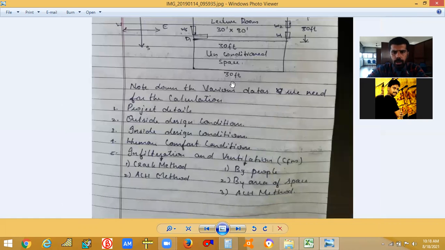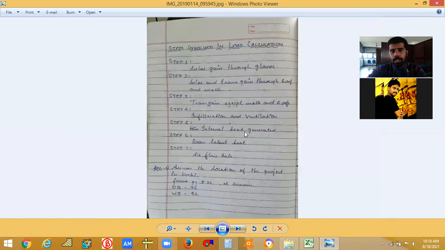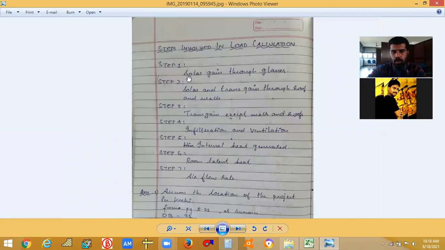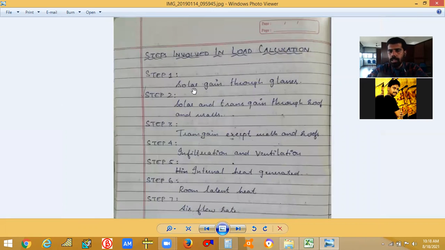So initially we need all these input values. Now for calculation of heat load, we need 7 steps to solve. So these are the steps involved in load calculation. We'll be going by step 1, step 2, step 3, step 4, till step 7. At the end of step 7, we'll be getting the capacity.